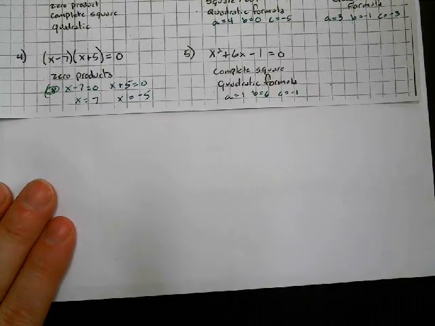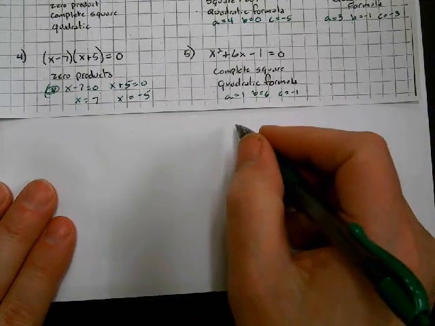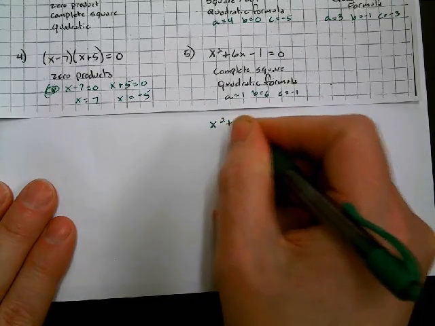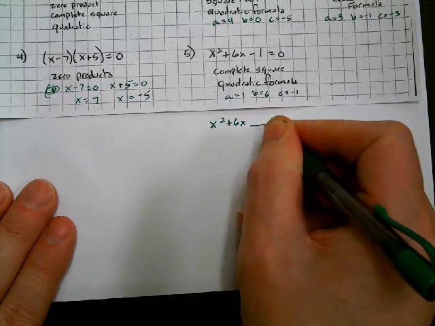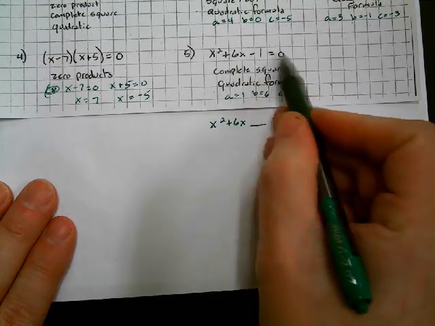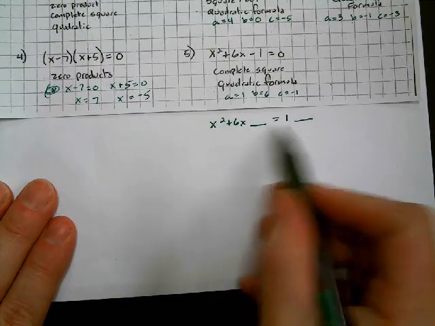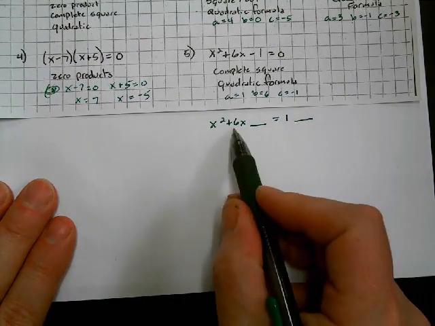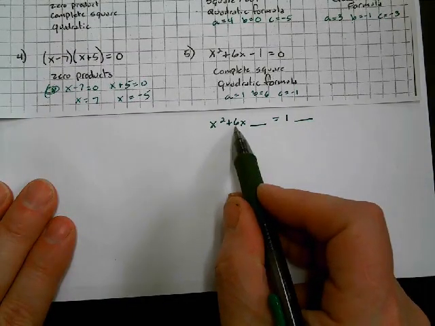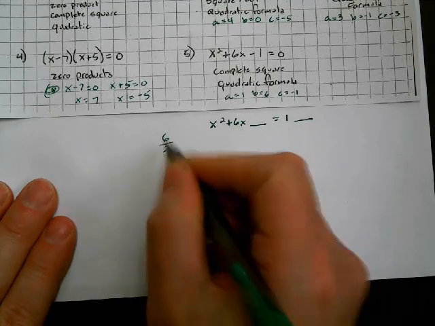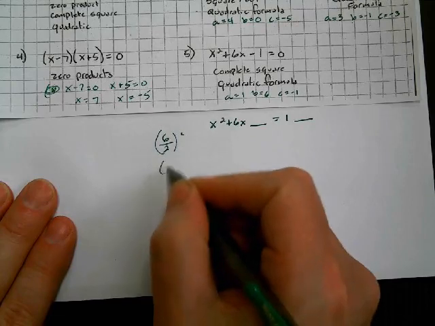So if I was completing the square, I do x squared plus 6x. I'm going to leave a blank here. I add the 1 to both sides. So 1, and then I leave a blank. Okay, I'm going to fill in this blank. The way I find the number that completes the square is take this b term, cut it in half and square it. 6 cut in half, square. So that's 3 squared, which is 9. So I add 9 to both sides.